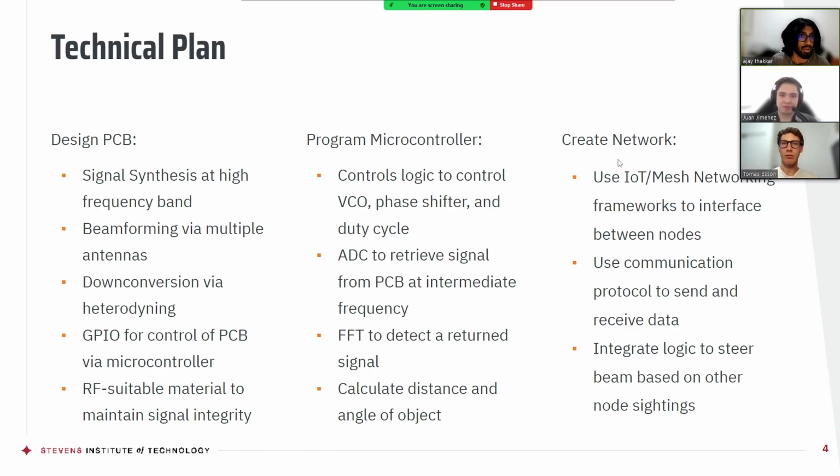The distributed networking part will lie within an IoT or mesh networking framework. We will use some kind of communication protocol to send and receive data, like MQTT or TCP/IP. And then the nodes will be able to see what other nodes are seeing. So if an object is detected by one node, other nodes can steer their beam electronically to actively detect projectiles.